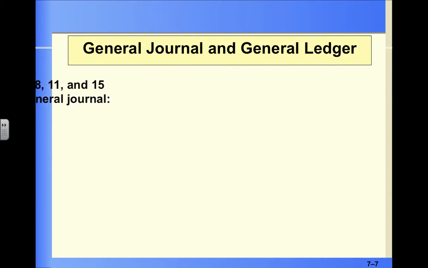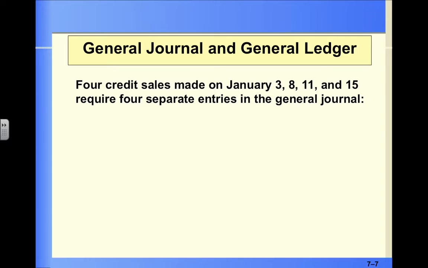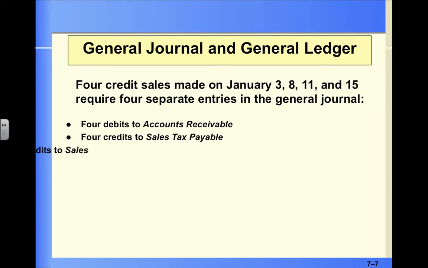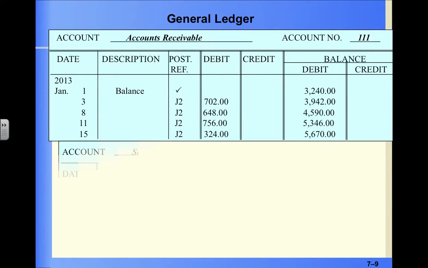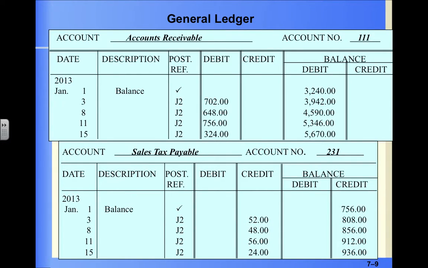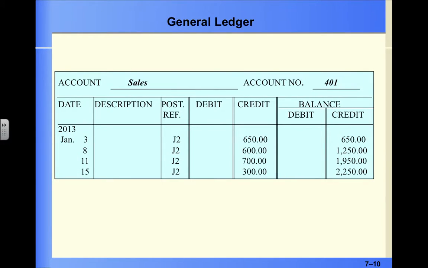Okay, now in a general journal, if you had transactions on January 3rd, 8th, 11th, and 15th, that would be 4 debits to accounts receivable, 4 credits to sales tax payable, 4 credits to sales, and 4 descriptions. This is what we used to do. Now we're going to find an easier way to do it. And look, when we posted, we would have to post each one of those receivables, each one of those payables, and each one of the sales, which was cumbersome.